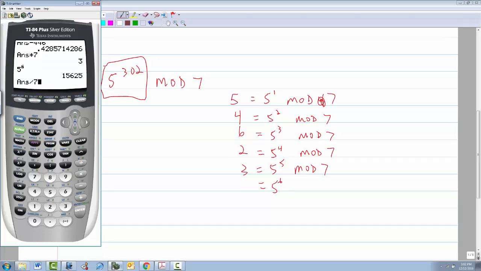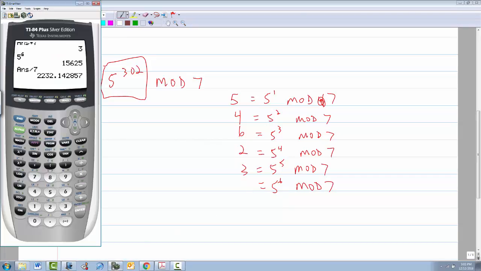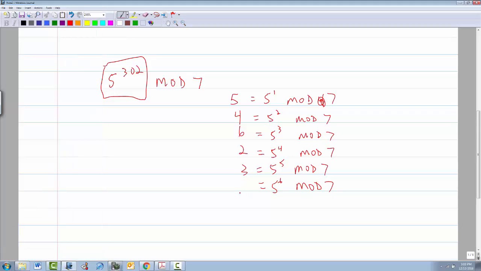Divided by 7. Okay, that's the quotient. This is the remainder. I know that's going to be 1. Oh, I better do it. How'd you get 1? All right, subtract 2232, enter, and then multiply that part by 7. Told you, you never trust me. 1. So, 5 to the 6 mod 7 equals 1.